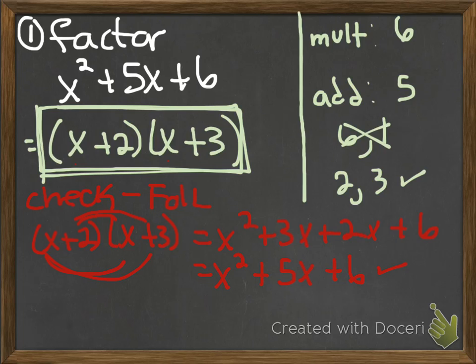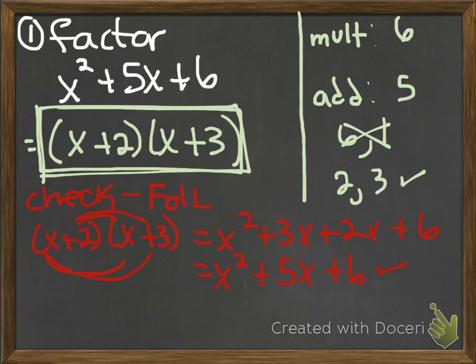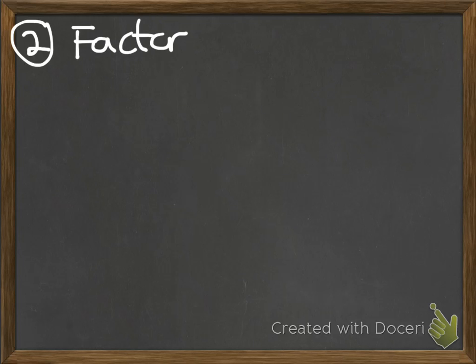Let's do one more. Make sure we can understand that. Let's do one more example. So let's call this, let's see, was that example 1? So I'll call this example 2. Same directions. Factor. Now I want you guys to factor x squared minus 12x plus 35.